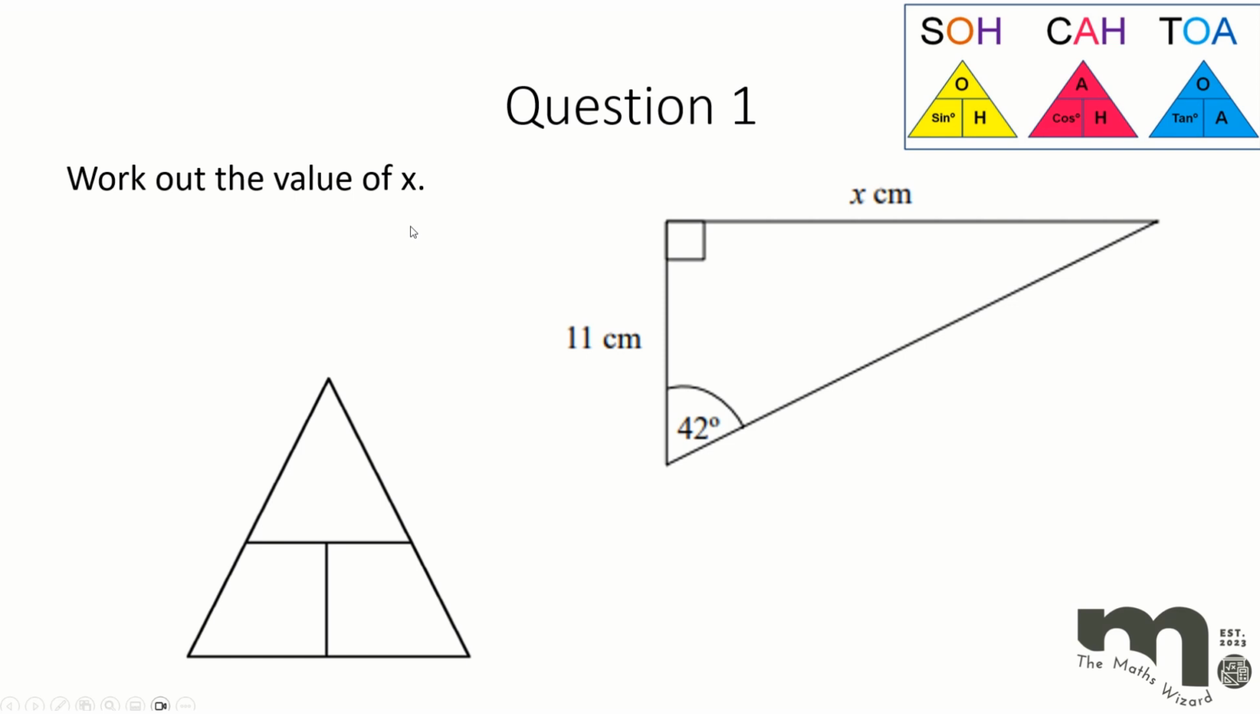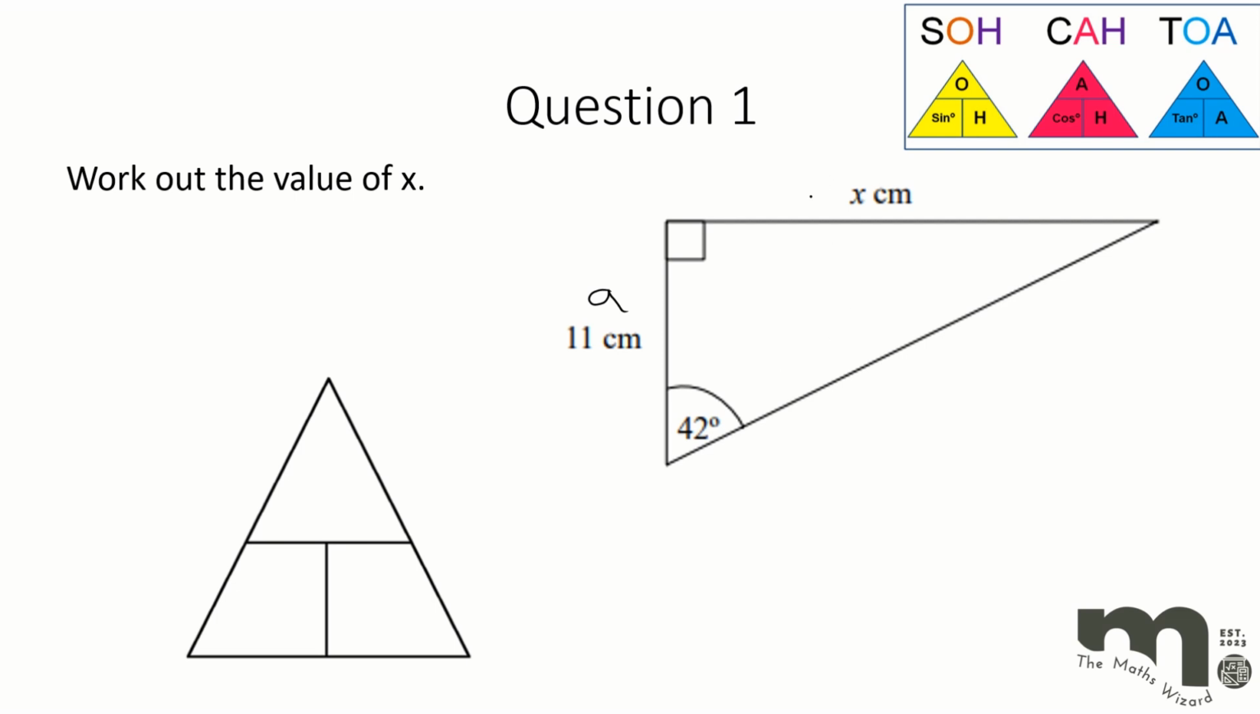Okay, let's take a look at this then. So first of all, we need to label our sides. The hypotenuse is this one down here. We're not doing anything with that though, so I'm going to rub off my label there. The adjacent side is this 11 centimeters here, because this forms this 42-degree angle.